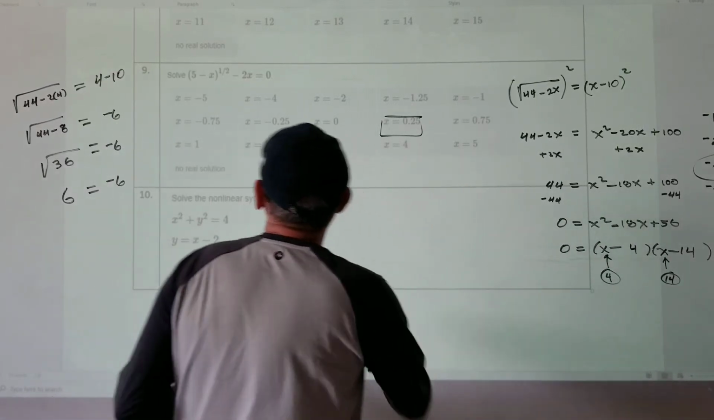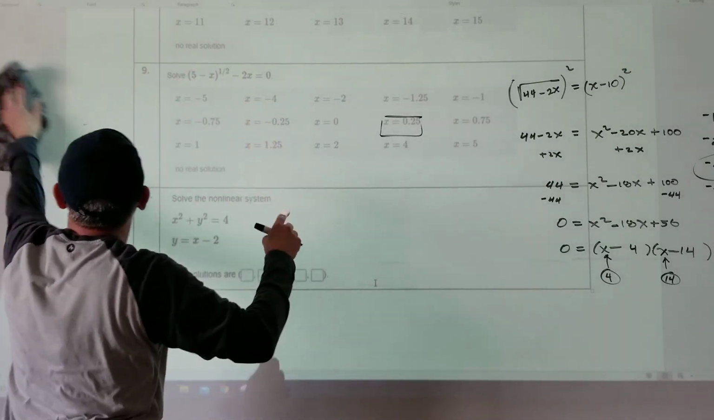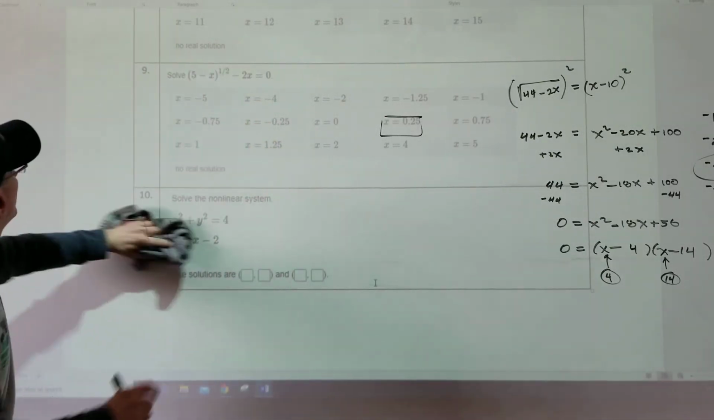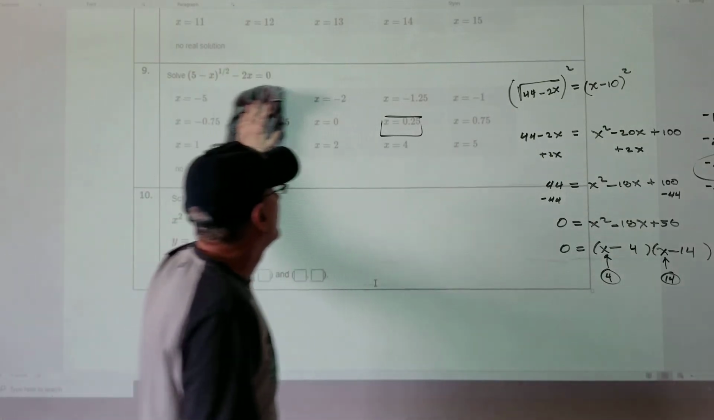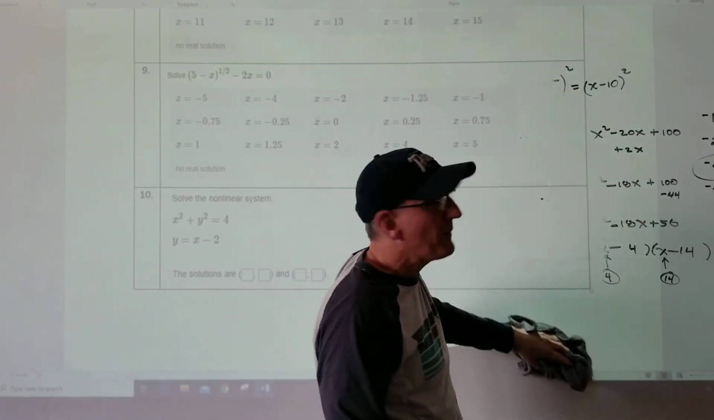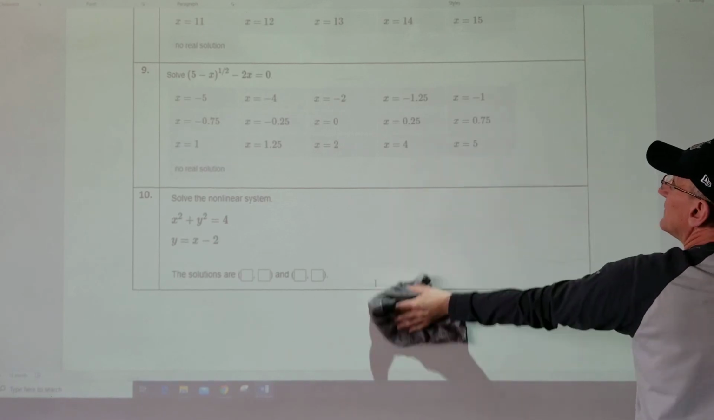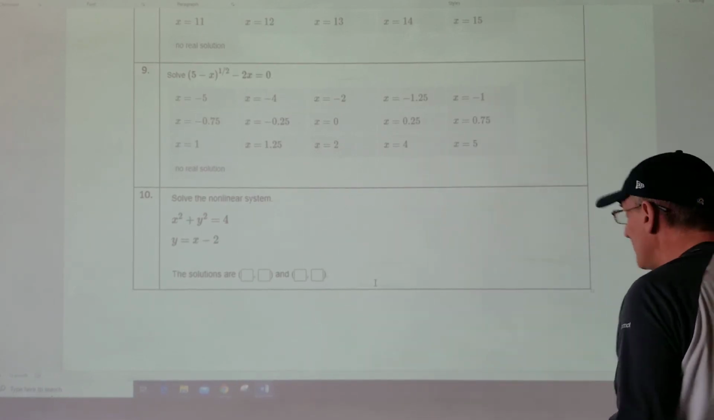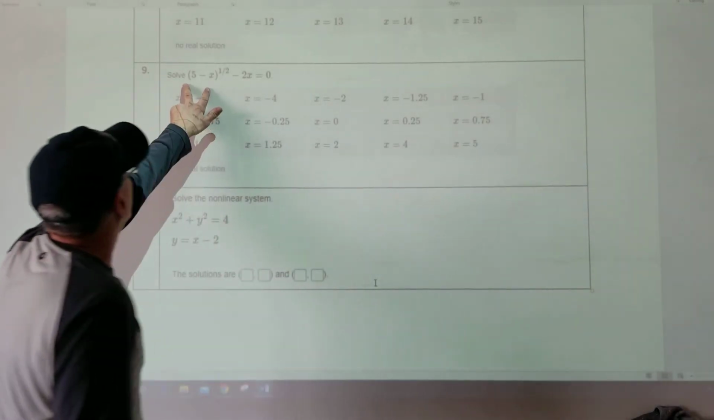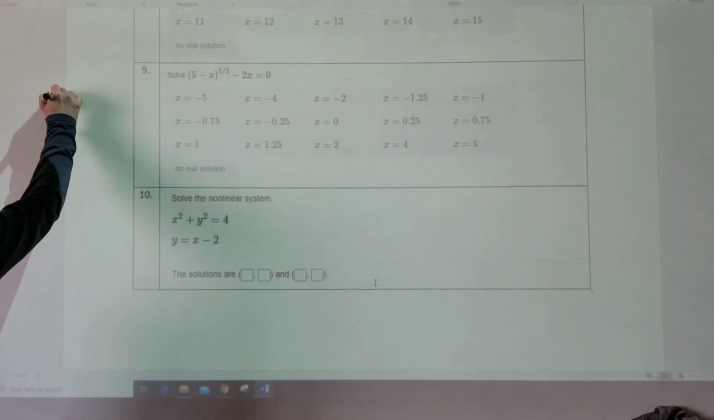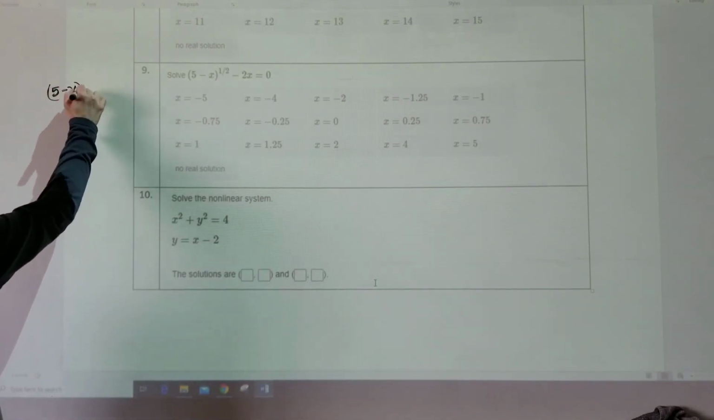It's got a half power. That's like a square root. If you guess that we're going to have to square both sides, you're right. But not yet. First you want to get this expression isolated. So that would look like this. 5 minus x to the 1/2 power.